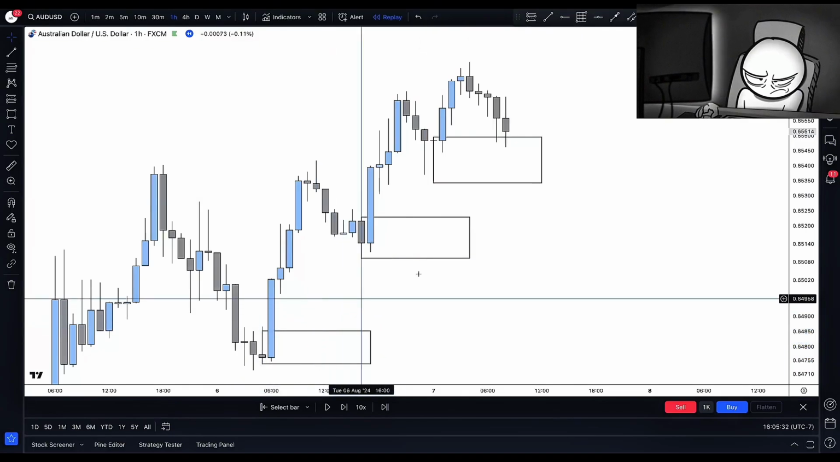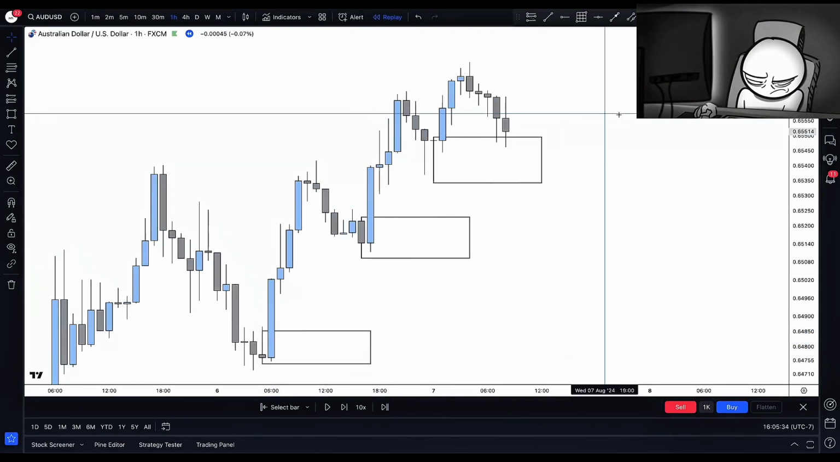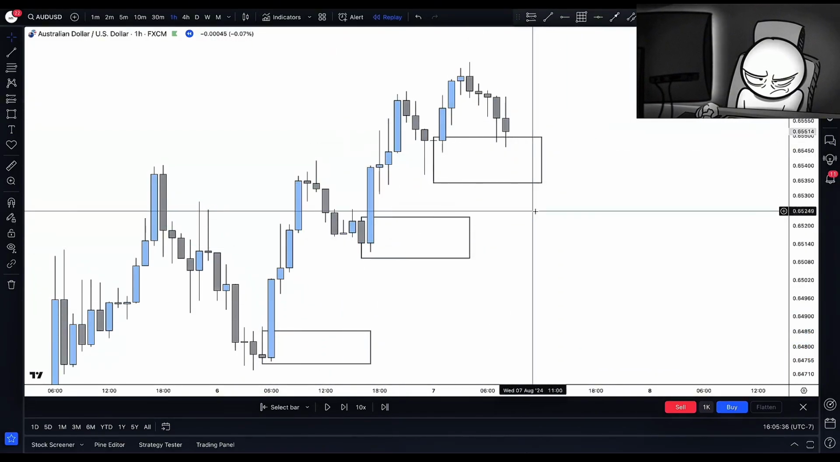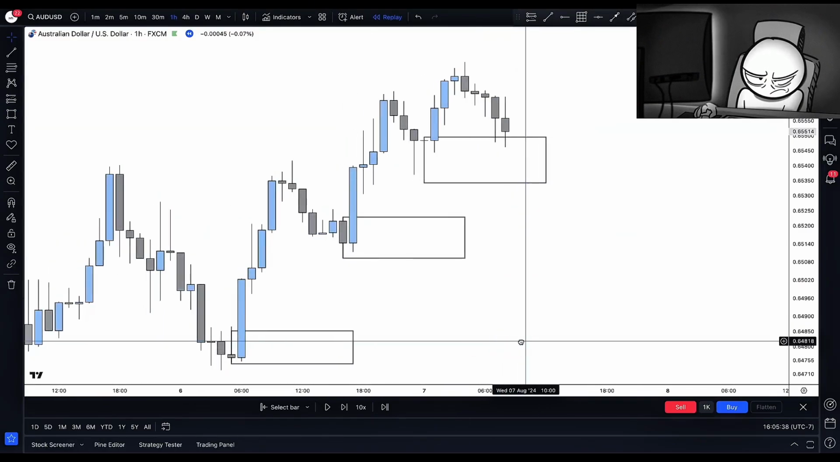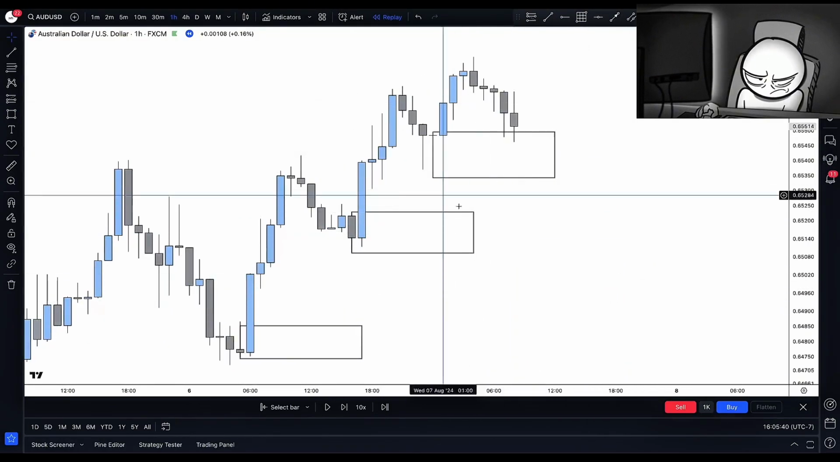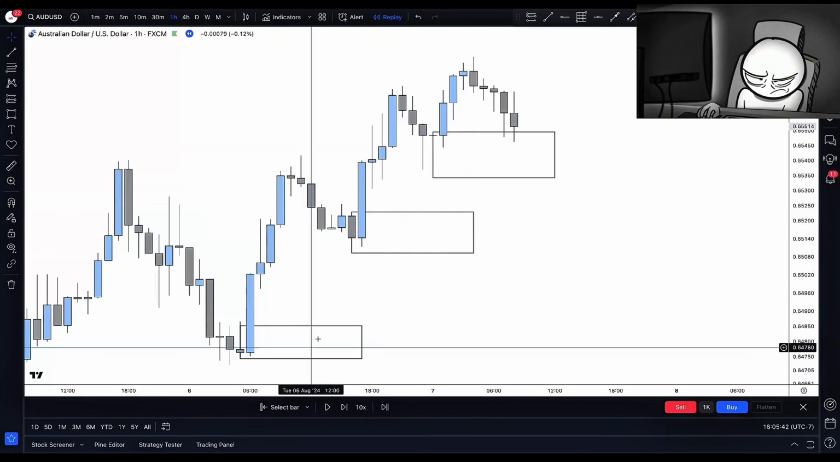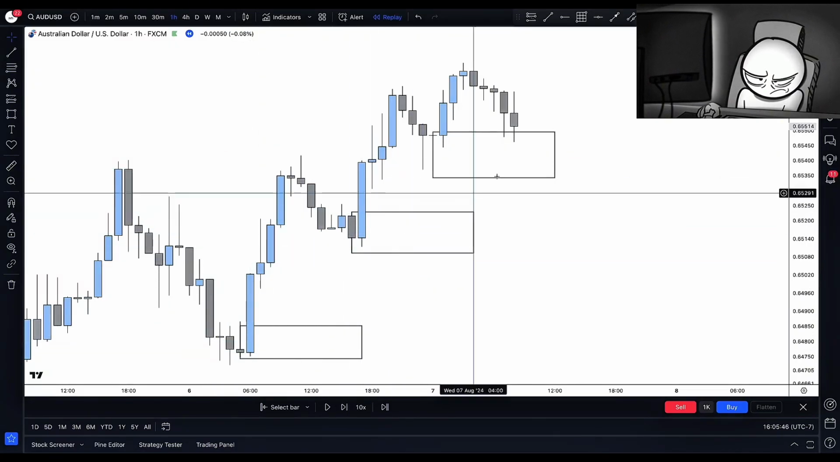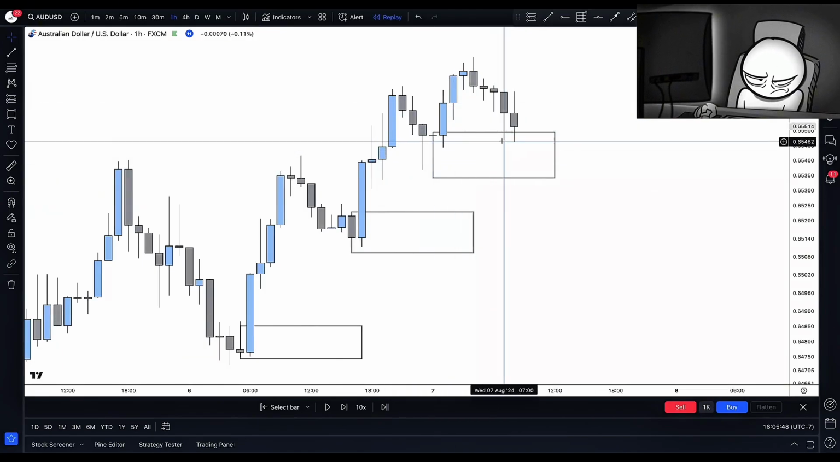So what I'm going to do now is run you through the inducement concepts and the intricacies surrounding it so that you know which of these zones to pick. If you were looking at this market, which of these levels would you look to buy from? Would it be the extreme? Would it be the midpoint zone? Or would it be this top zone here that we've got?